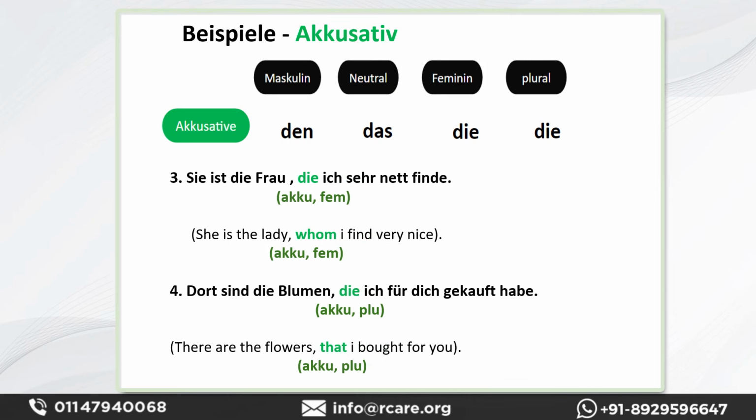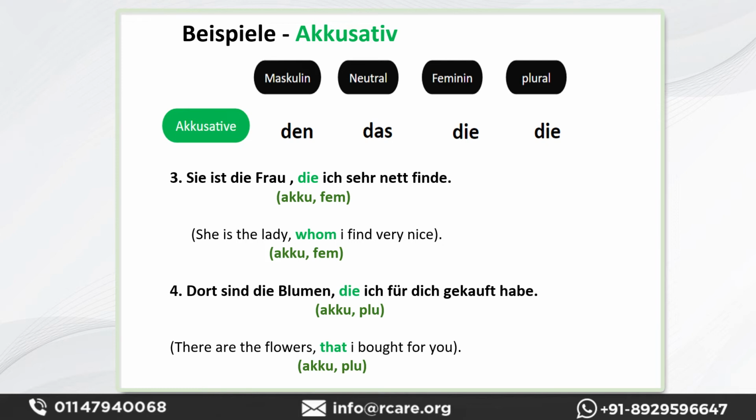Let's look at the third example. Sie ist die Frau, die ich sehr nett finde. She is the lady whom I find very nice. So again, in the first sentence, the lady is the subject, but in the second sentence, I find her nice. I am the subject, the lady is the object, so she is in accusative case.